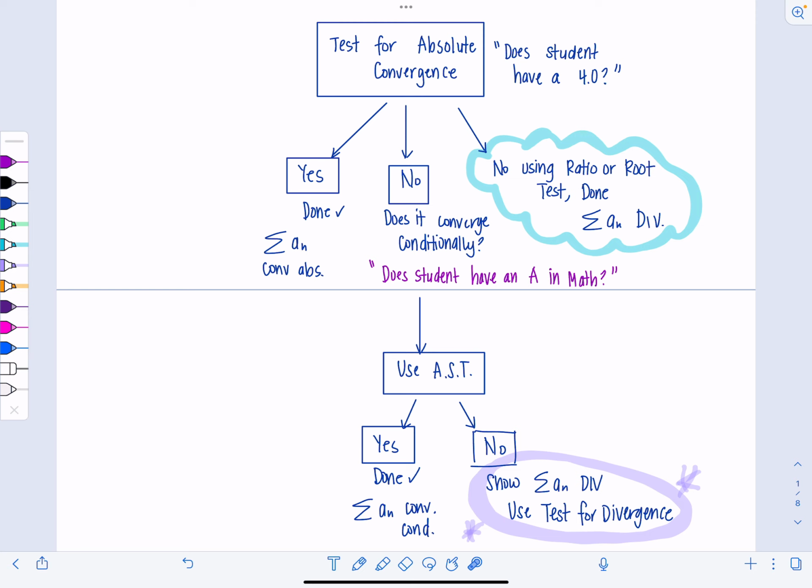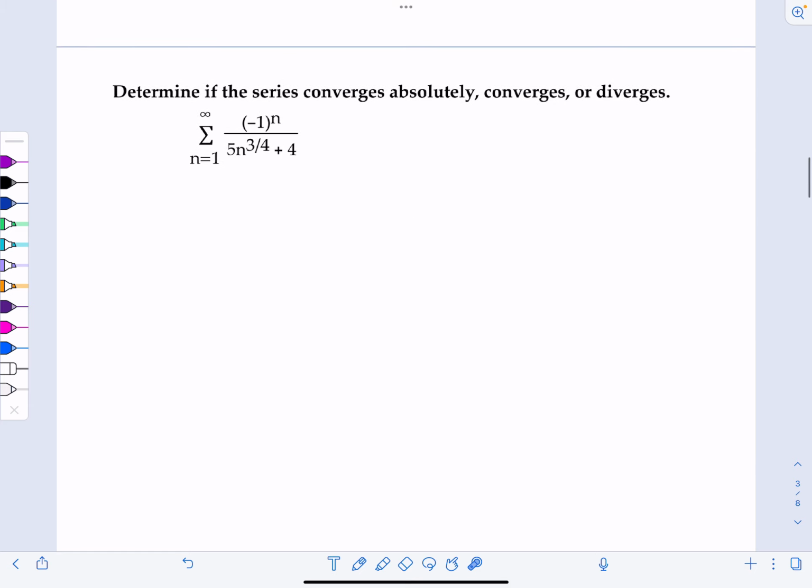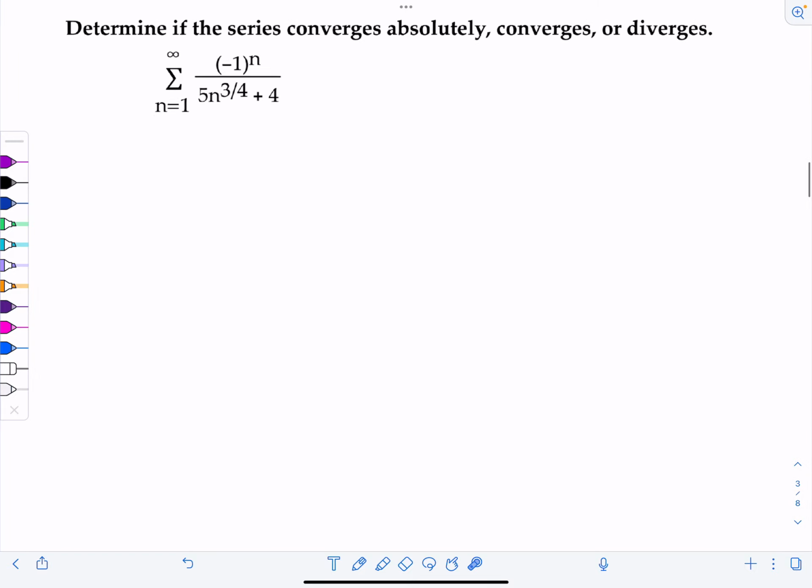Here we go, example time. And I'm going to talk to you out loud, like everything that goes through my mind, so you can see how I work through these. All right, determine if this series converges absolutely, converges conditionally, or diverges. So I have to answer two questions. Does it converge absolutely? Does it converge conditionally? Always test for absolute convergence first. So here we go, test for absolute convergence.